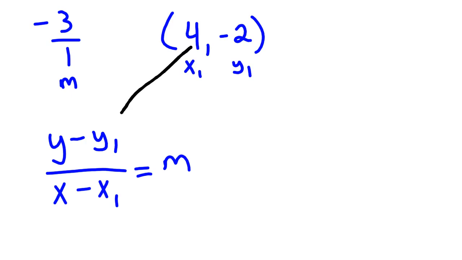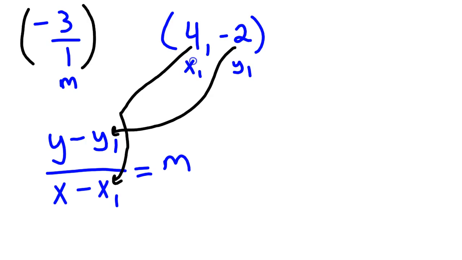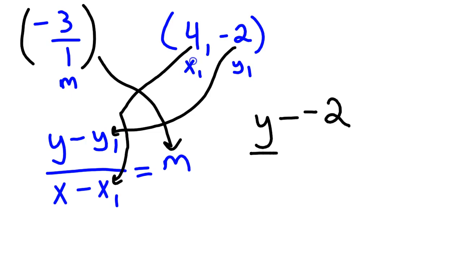And so we can just plug this in. This 4 goes right here into x1. This -2 goes right here in place of the y1. The slope right here goes in place of the m. So you're just using substitution. So y minus -2 over x minus 4 equals your slope of -3/1.